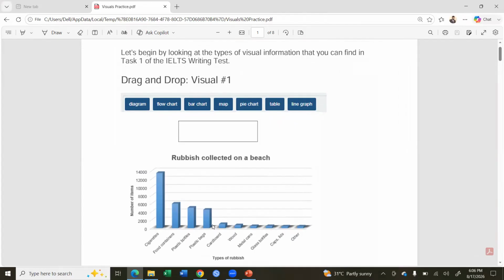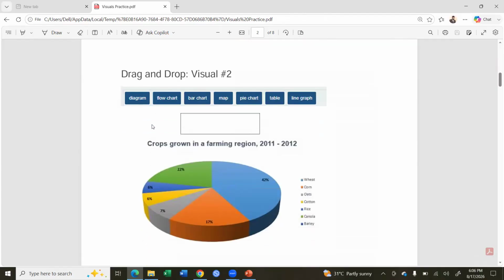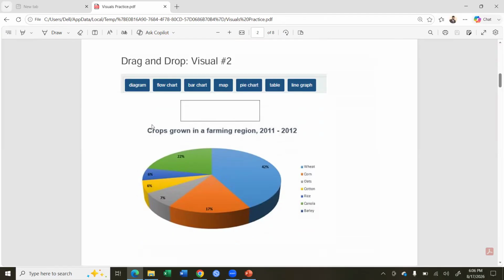Bar chart. It's a bar chart. Yes, it is a bar chart. Very good. Bar map, no, bar chart, right? It's a bar chart. Now, what is this? Pie chart. Yes, it is a pie chart. Very good.